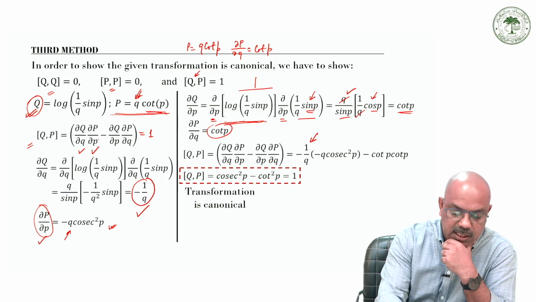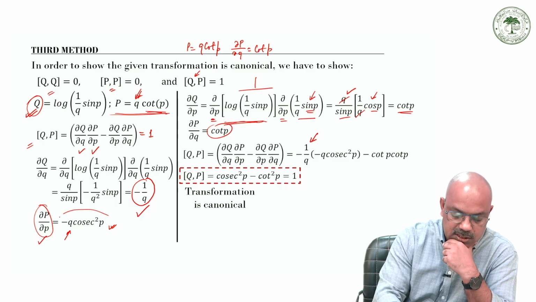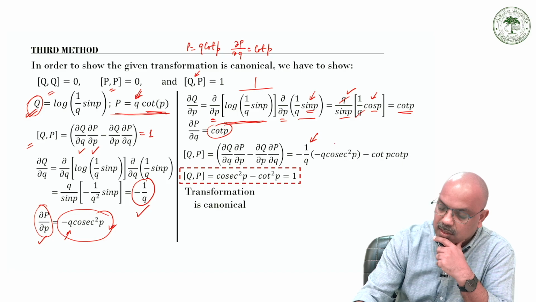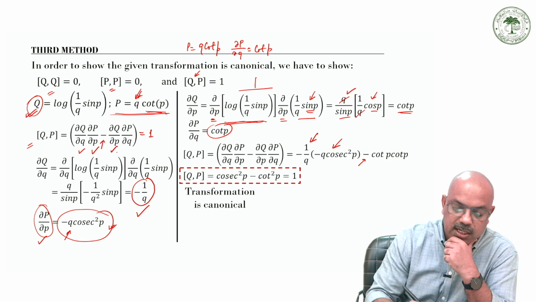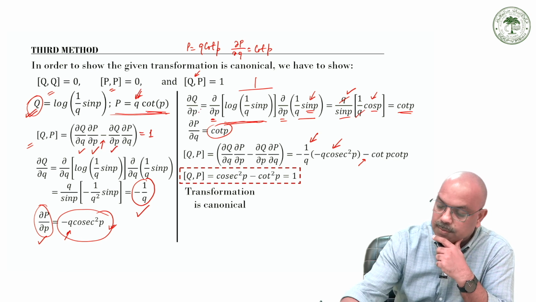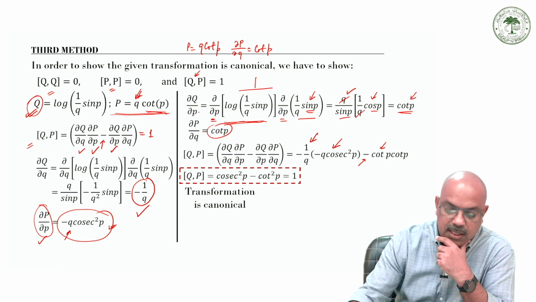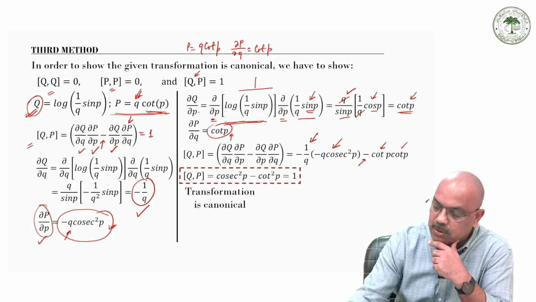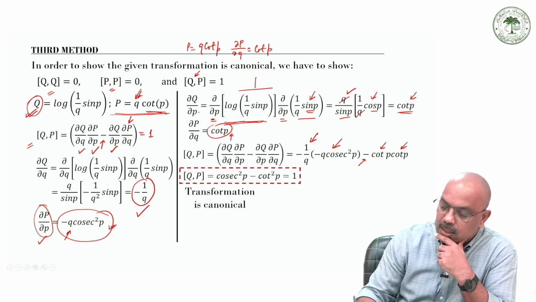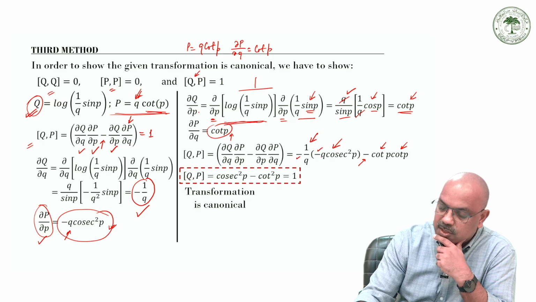and this one, delta p upon p, is minus q cos square p, minus q cos square p, and then I have minus here, and then delta q upon delta p. Delta q upon delta p is cot p, so cot p, and delta p upon delta q is again cot p, so this is going to be cot p. So this is minus minus plus, this q will cancel out, okay.